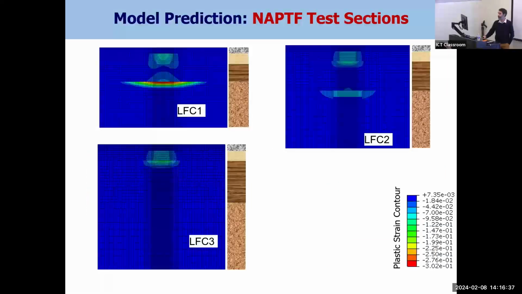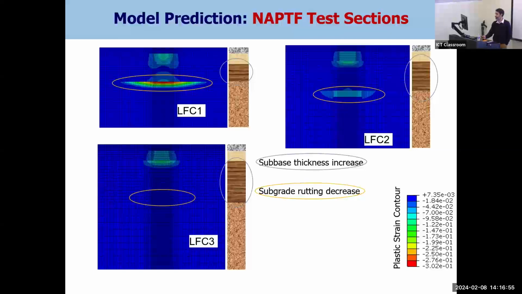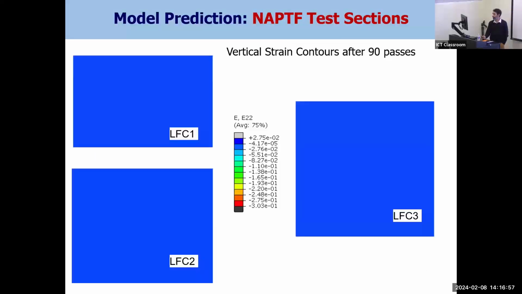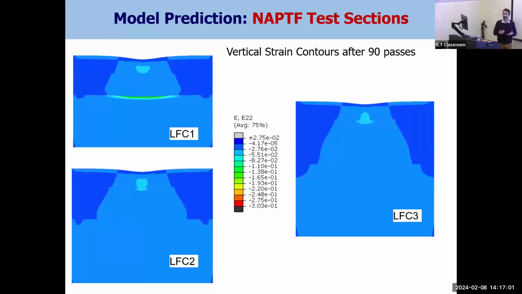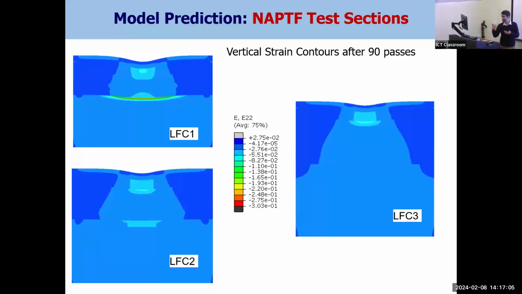So we ran our simulation, and we saw that obviously, and this is trivial, as the subbase thickness increases, the level of stress in the subgrade decreases, and obviously that should decrease rutting. So subbase thickness increases, subgrade rutting decreases. But basically, look at that. We can also look at the permanent strain evolution in those.